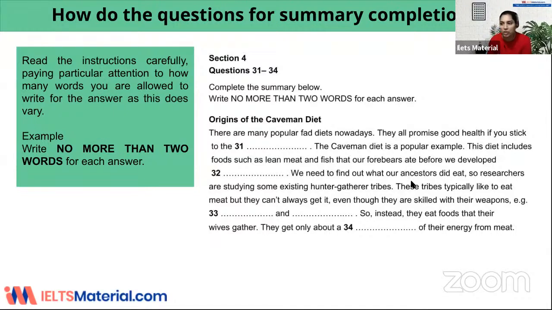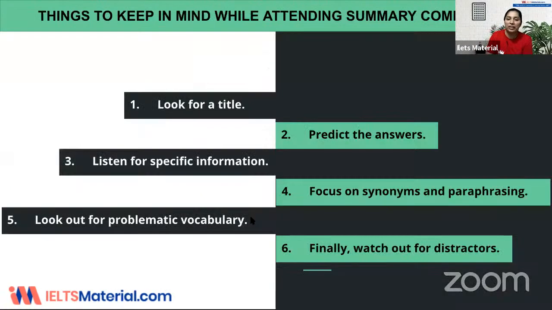Even pronouns also cannot be paraphrased. So don't make any mistake in that. Wherever you find nouns, just mark them so that you stick to the top. You are somewhere around the top. Okay. Now, let's continue with the question type. Yes, before that, few things to keep in mind. Look for a title, predict the answers, listen for specific information, focus on synonyms and paraphrasing, but this doesn't apply to proper nouns or common nouns.